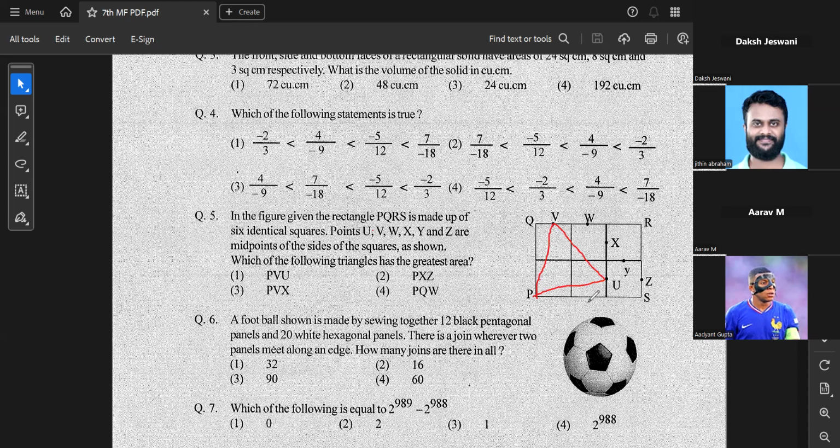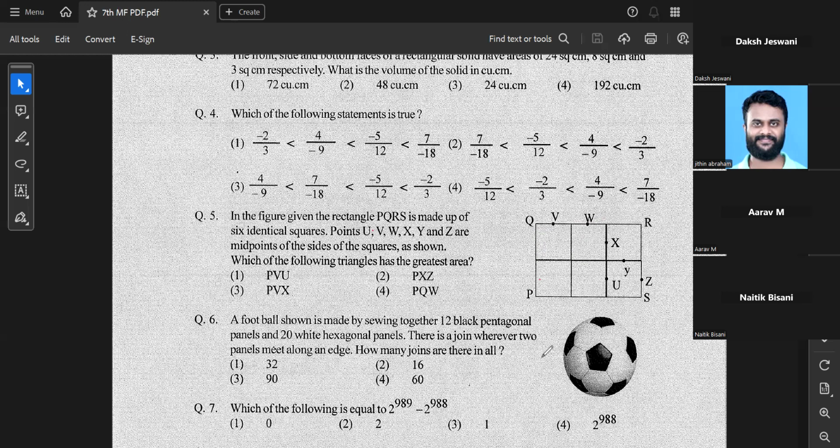Shortcut तो नहीं है. Sir, you said you gave it homework. You said that we have to just take that square and subtract the square's area from the triangle's area. So like that we have to find the triangle. Correct, correct, correct. I have told that. Sir, it is coming like PVU is 9, PXZ is 8 and 6.9 and then 6. So PVU should be the answer.